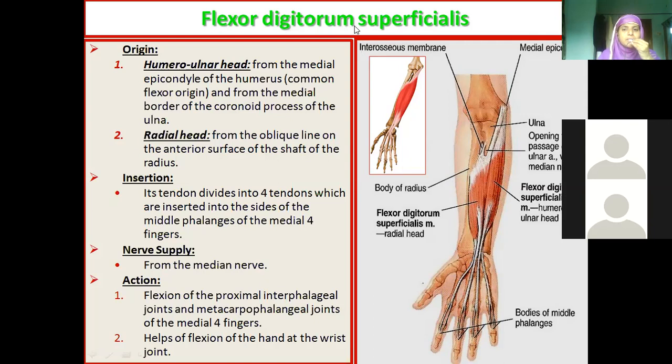This is flexor digitorum superficialis. Below this, you will have flexor digitorum profundus. Okay, like that. So now see here, insertion: its tendon is dividing into how many tendons? Four tendons, which are inserted into the sides of the middle phalanges. This is the proximal phalanx, this is the middle phalanx, and this is the distal. So it is getting inserted into the sides of the middle phalanges of the medial four fingers.